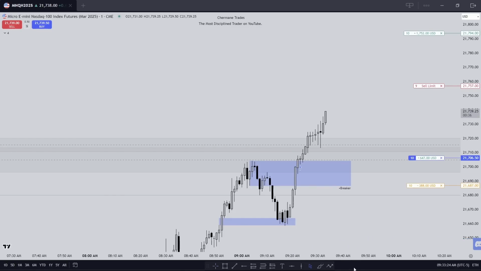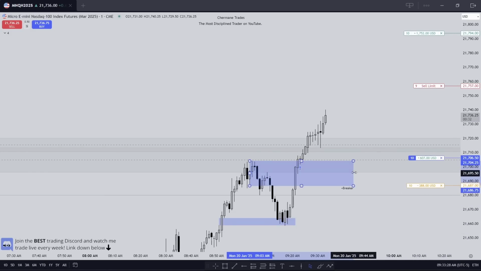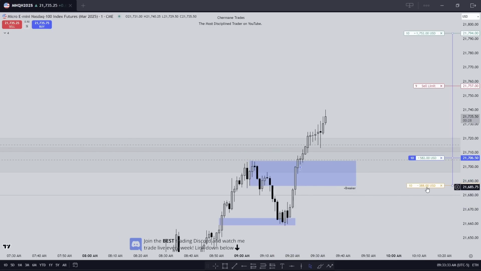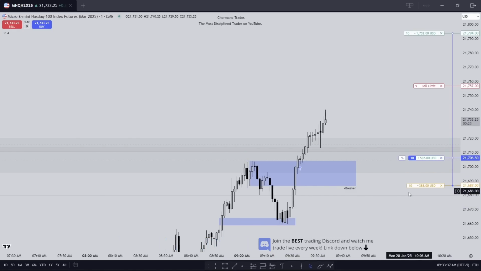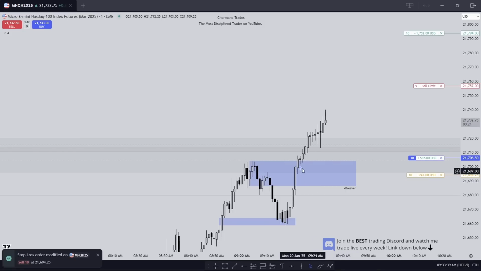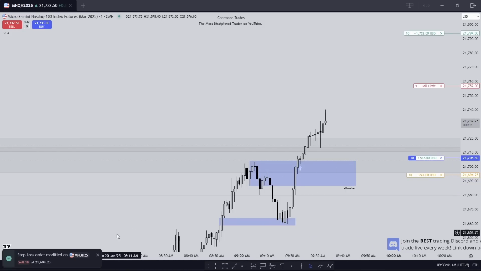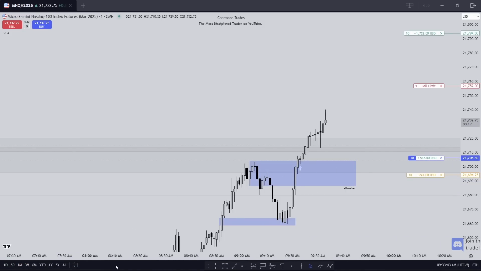All right, I like the way that's looking. Let's go ahead and trim some of this risk off. Mean threshold of the breaker comes in at 21,695. So let's move our stop to 21,694 and a quarter, allowing price to trade to the upper half of the breaker should it want to do so. And now we're really risking very, very little, and the reward obviously is nice.